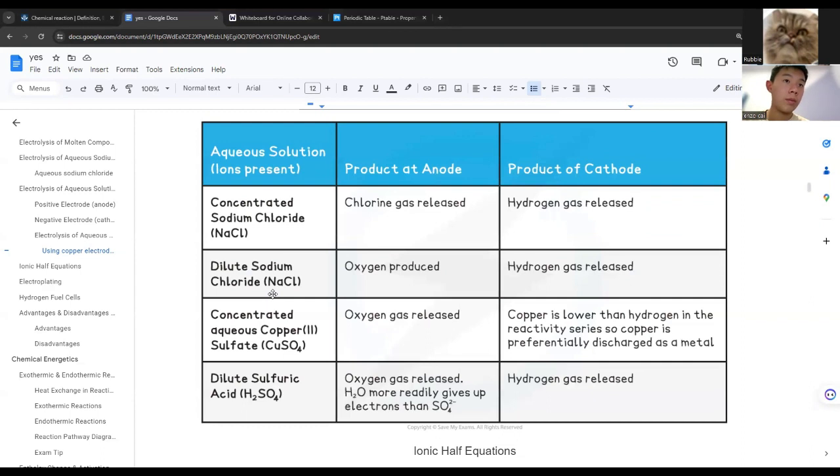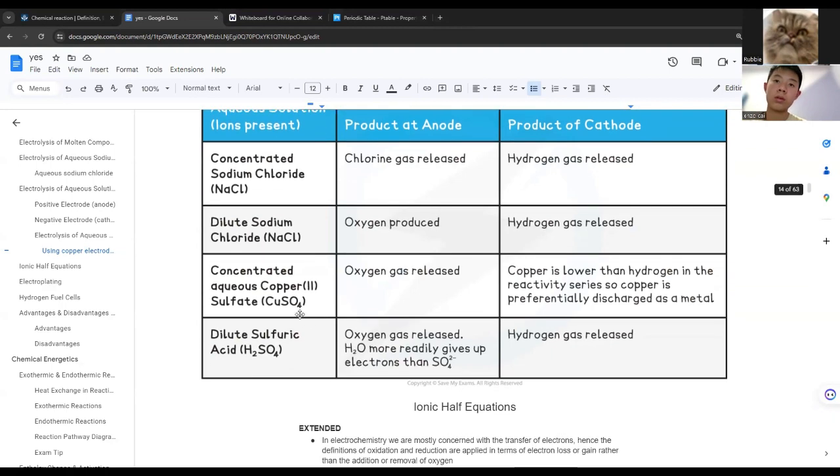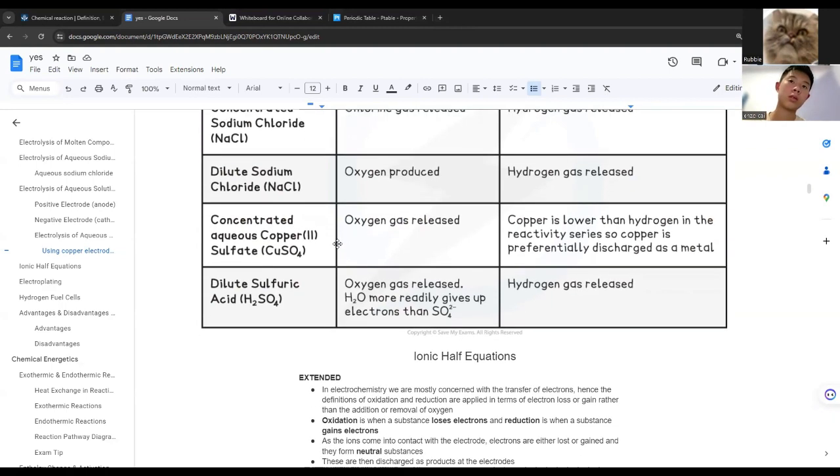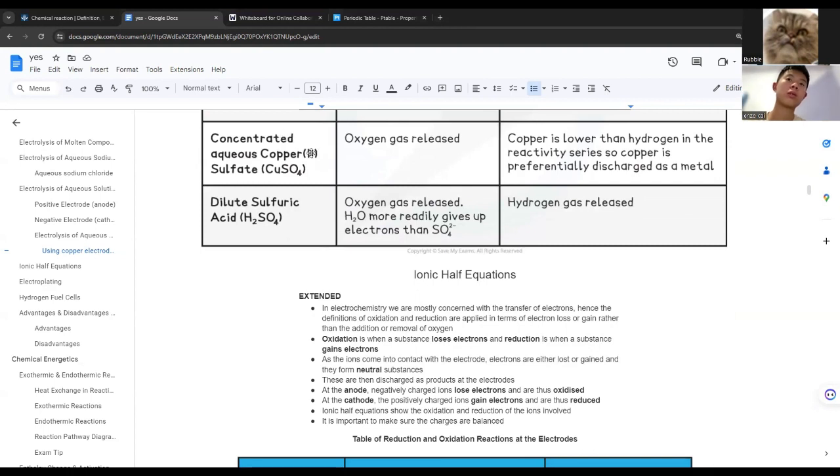Okay. So in concentrated sodium chloride, chlorine gas is released from the anode, and the product at the cathode is hydrogen. And then at the anode, the dilute one is oxygen because it's dilute. And then this one, concentrated aqueous copper sulfate solution: at the anode is oxygen, and at the cathode, copper is lower than hydrogen in the reactivity series, so copper is discharged. So copper is found at the cathode.